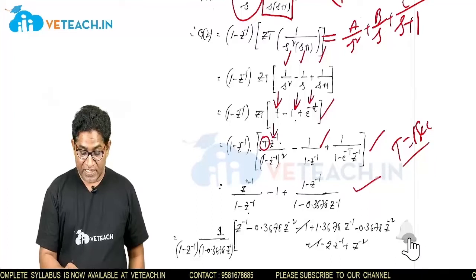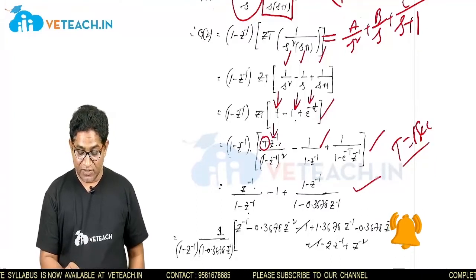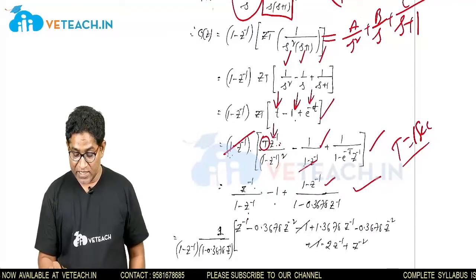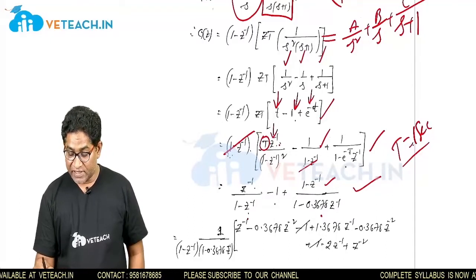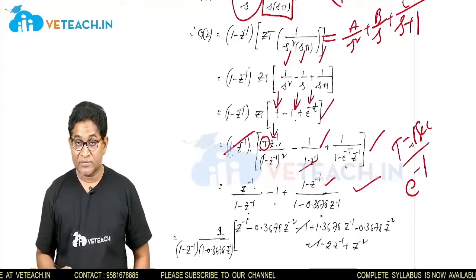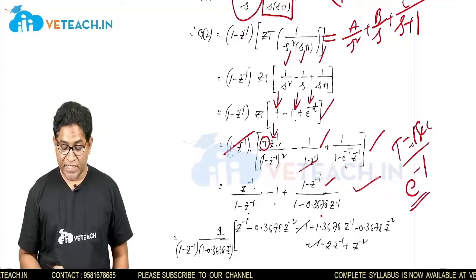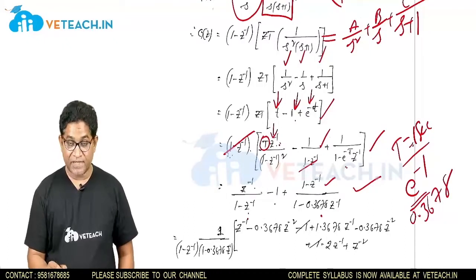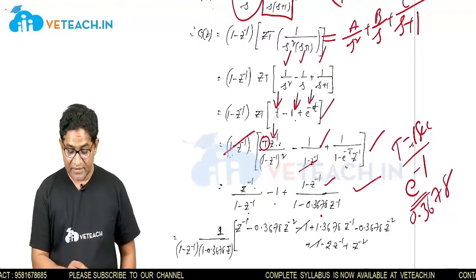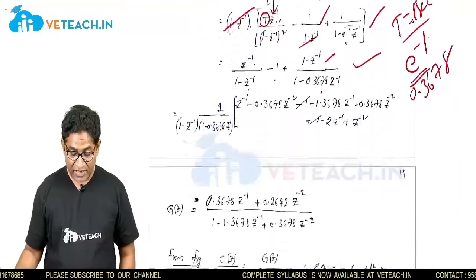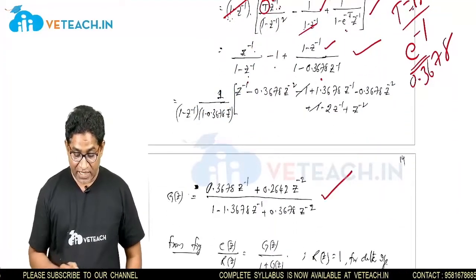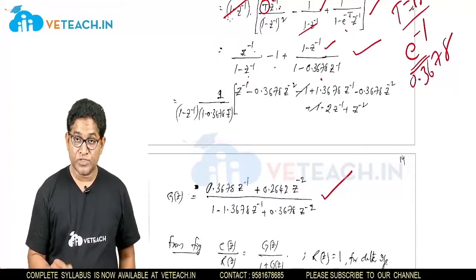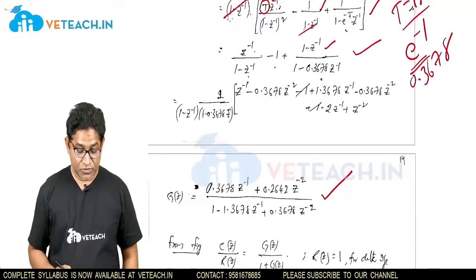Z inverse by (1 minus z inverse) whole square, taking 2 inside. So z inverse by (1 minus z inverse), then these 2 will get cancelled. So minus 1, then 1 minus z inverse by (1 minus e power minus T z inverse). When T is equal to 1, e power minus 1, using calculator, this value is nothing but 0.3678. Now take the LCM and simplify it. Then you will get the term like this: 0.3678 z inverse plus 0.2642 z power minus 2, divided by so and so.